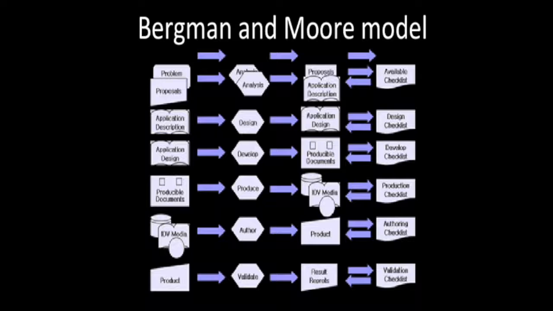The Bergman and Moore model is a product oriented model and has 6 steps: analysis, design, develop, produce, author, and validate. The first 3 events, analysis, design, and develop, are the same as the ADDIE instructional design model. Analysis, design, and evaluation of the product happen during each phase of the Bergman and Moore model.